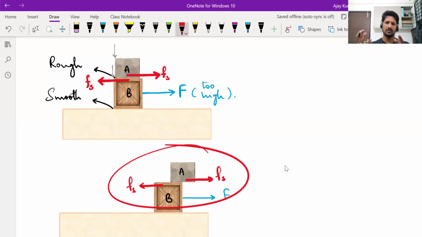Otherwise, if its effort is not enough, B can slide faster than A. A will never slide faster than B. Friction will never make one surface slide over another surface. Okay, so that is not possible.